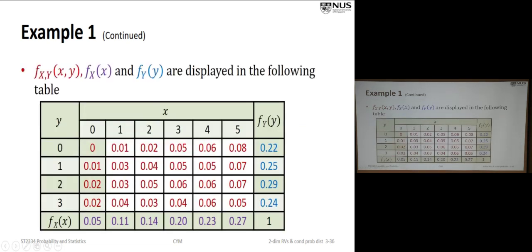In fact, this is how we do it. This is the marginal of y, and this is the marginal of x. All these numbers should add up to 1. All these numbers should add up to 1. And all these numbers, the joint PDF, also have to add up to 1.